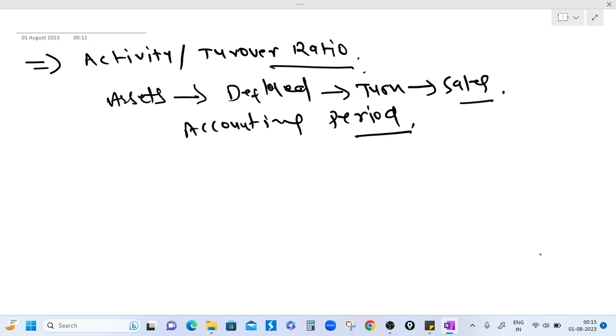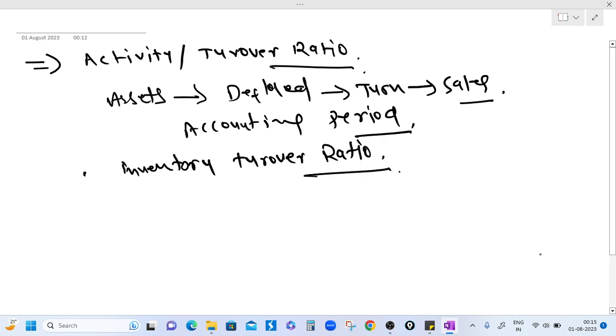So first let's understand the inventory turnover ratio. Suppose the first ratio is the inventory turnover ratio. It means how many times in an accounting period inventory is infused into the business, and that inventory results in sales or revenue for the business. That is called inventory turnover ratio.